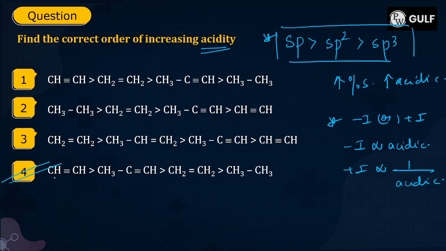it happens to be option 4. As you can see, the first one is acetylene, where an sp hybridized carbon is there. The second one is propyne, which also has an sp carbon. But it is going to be less acidic than acetylene and more than ethene, because there is an R group attached, which is a plus I group. Then we have ethene, which has sp2, and finally ethane, which is sp3. So option 4 sits well with us.